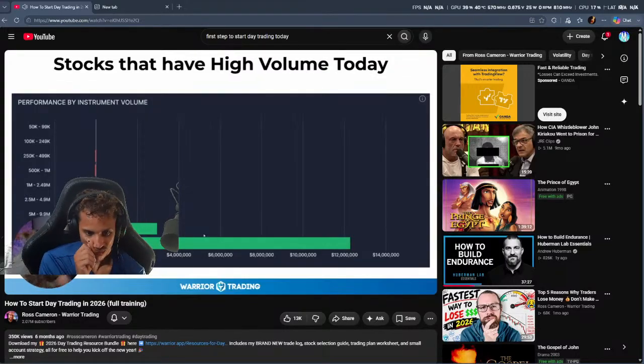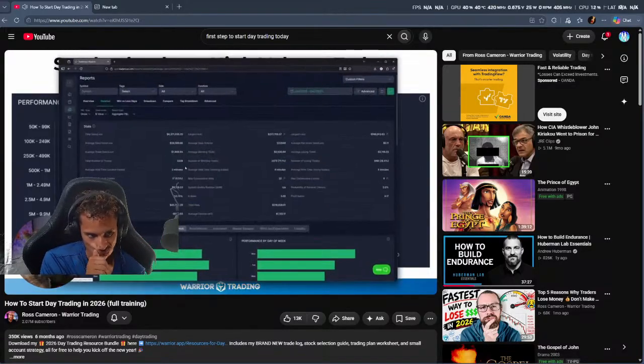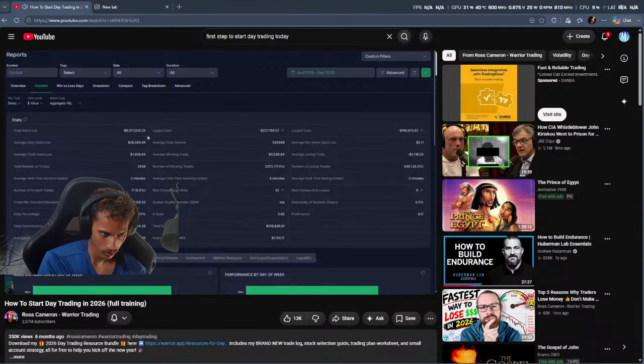So this is where all of a sudden you start to see my average daily gain can increase very quickly. And it's because of the fact that I'm trading with bigger share size. I wouldn't be able to trade bigger share size if we didn't have higher volume. So if you look at my profits here, this is showing the last 12 months, and my average daily gain is $28,000. $28,000 is a lot of money.